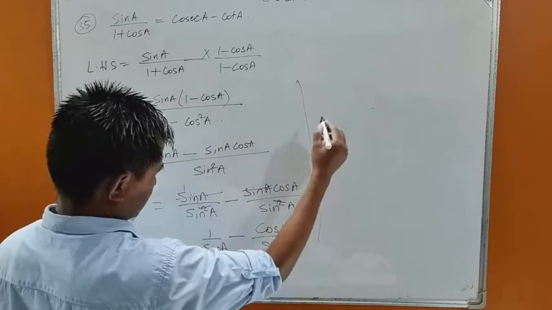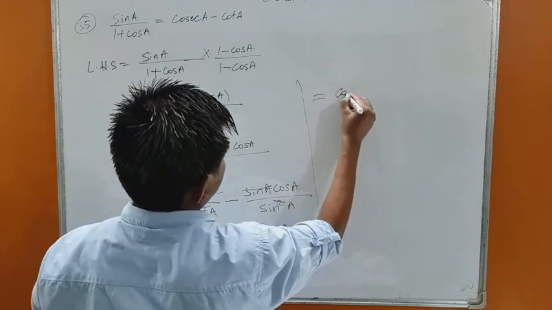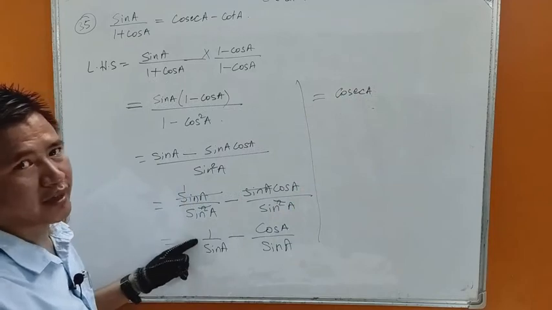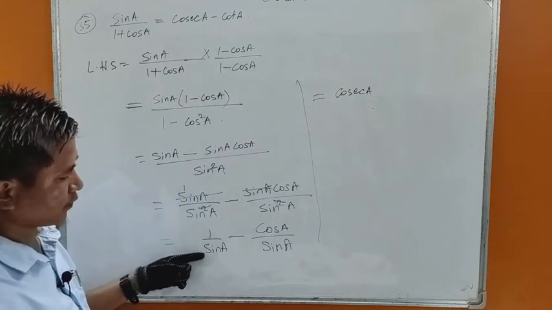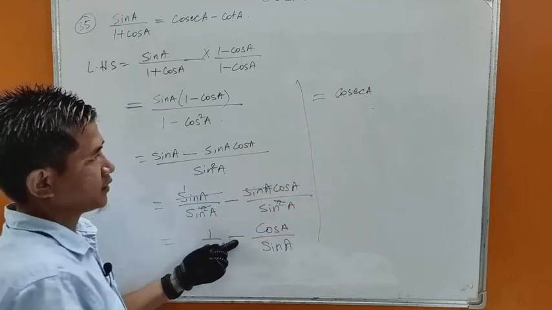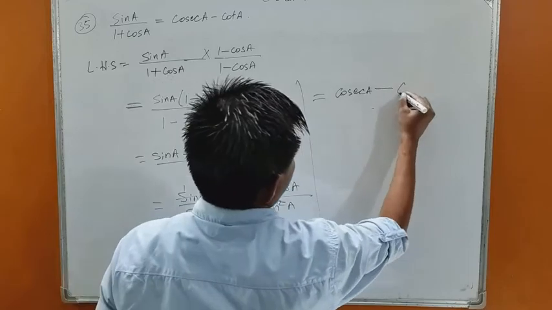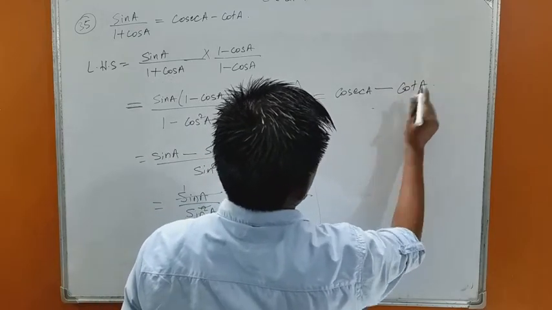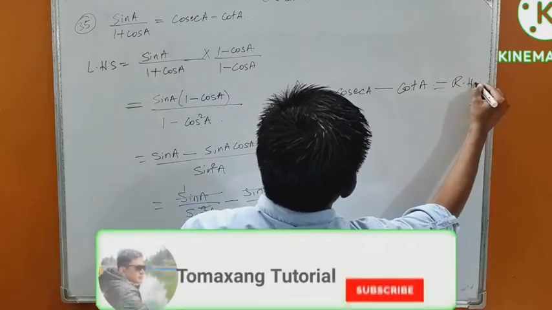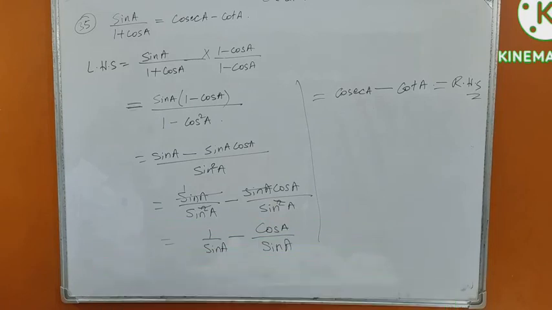Equals 1 upon sin A, which means cosec A, because cosec and sine are reciprocals of each other. So 1 upon sin A becomes cosec A. So minus, cos A by sin A is cot A. So this is what we have in the right hand side, RHS. Hence proved. So this is question number 35. I hope you got this.